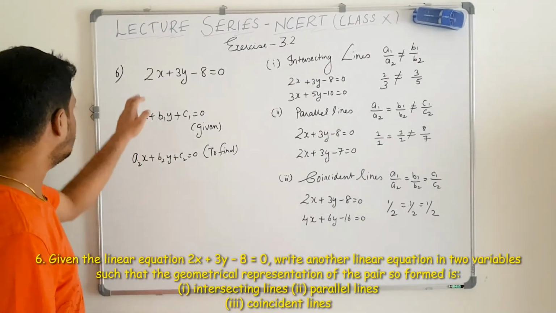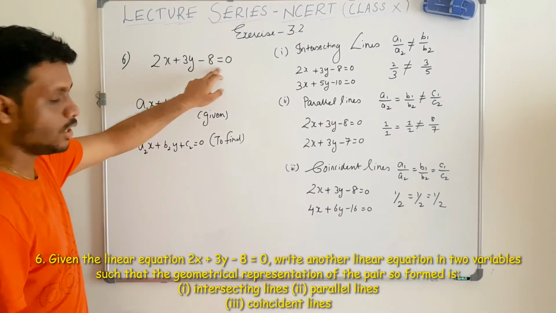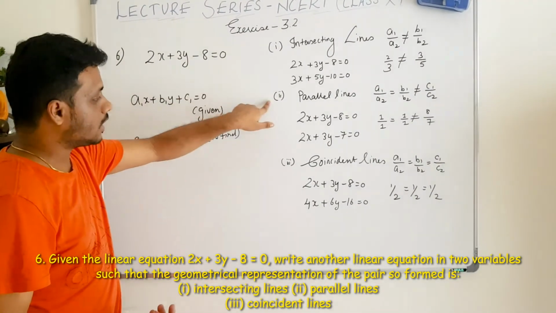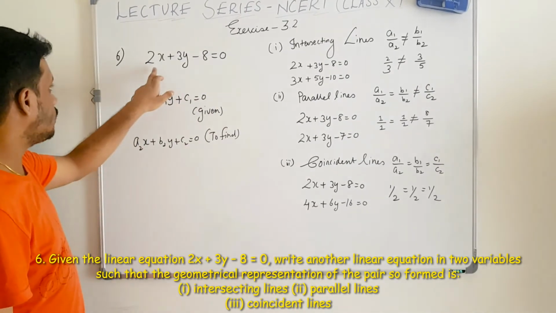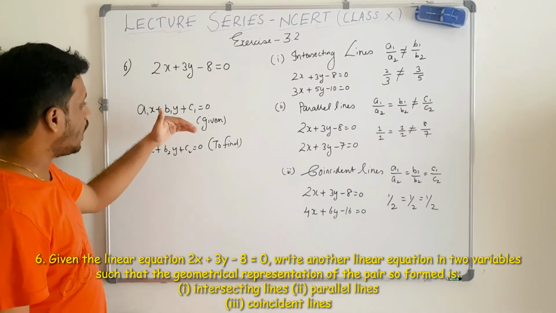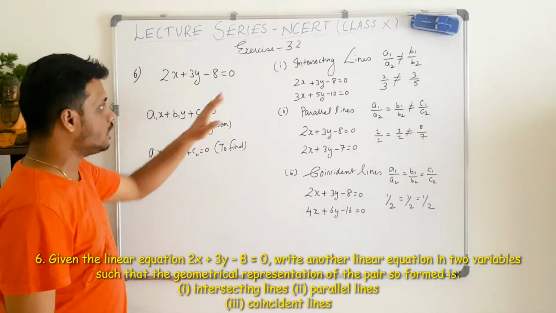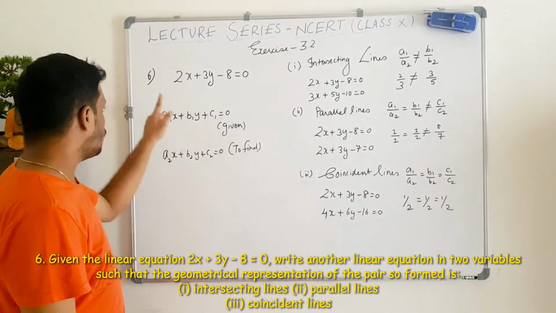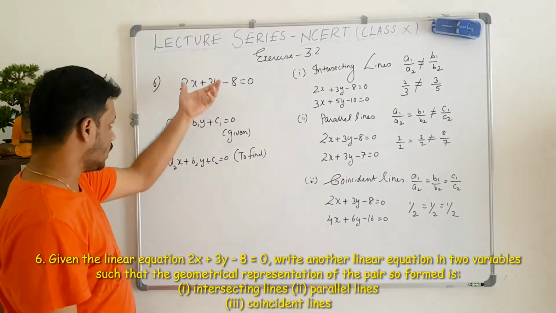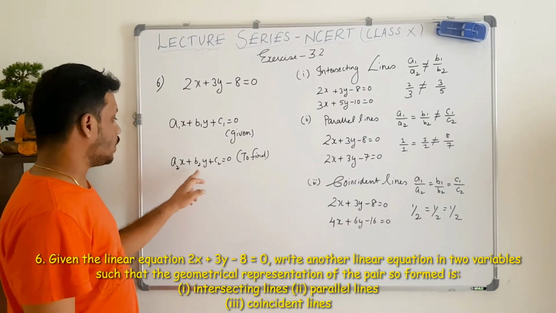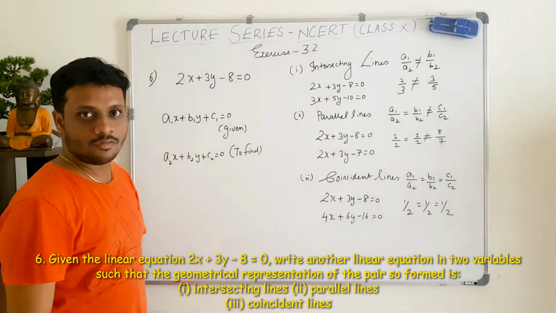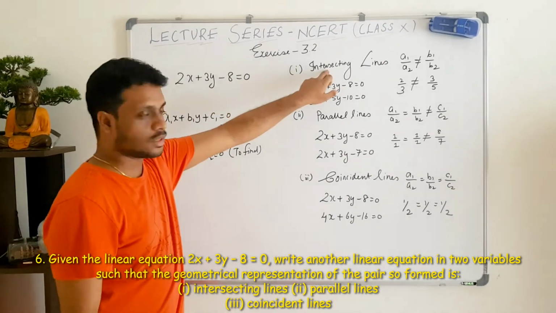On to the sixth question. In this question, they have given one equation and asked you to find the other equation for which it will have different types of lines that you get in a graph. So the first equation that's given to us is 2x plus 3y minus 8 equal to 0, and our idea is to find out another equation so that it will be satisfying these three conditions. So we already know a1x plus b1y plus c1 equal to 0 is one equation which is already given to us. We are supposed to find a2x plus b2y plus c2 equal to 0, which will give you these combinations of answers. So first to start with, we'll go with intersecting lines.